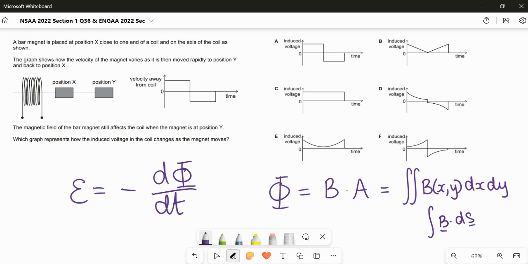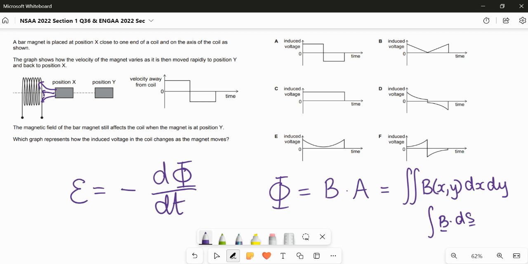Again, nothing to worry about here. It's just an NSAA or ENGAA. They're not expecting any more knowledge than that the magnetic field should be roughly constant through the area it's passing. So looking here, the magnetic field through that cross section of the coil will look like so.